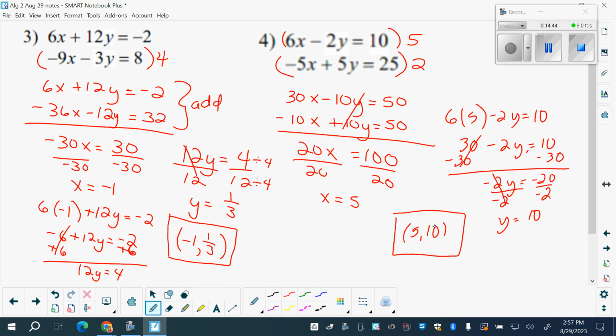So you can take each of these and substitute it into both equations. So I could substitute it in the first equation. 6 times 5 is 30, minus 2 times 10 is 20. 30 minus 20 is 10. And then same thing for this equation, and make sure that it gives you a true equation. Does that make sense? Okay, go ahead and do the next one. So you try, please.